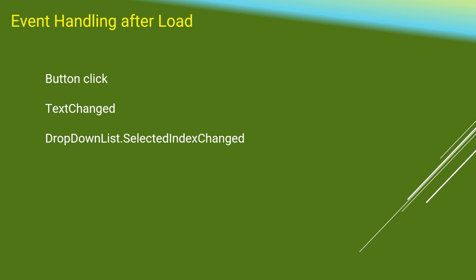Event handling happens after load and before pre-render. This includes user-triggered actions like button clicks. You must ensure control values are up to date before you process logic in these handlers.